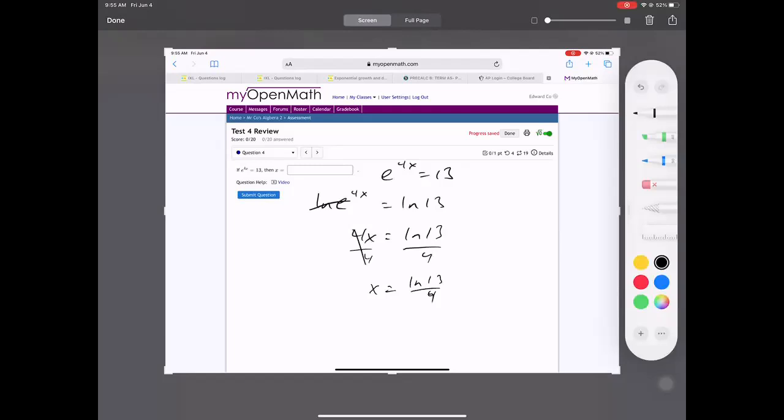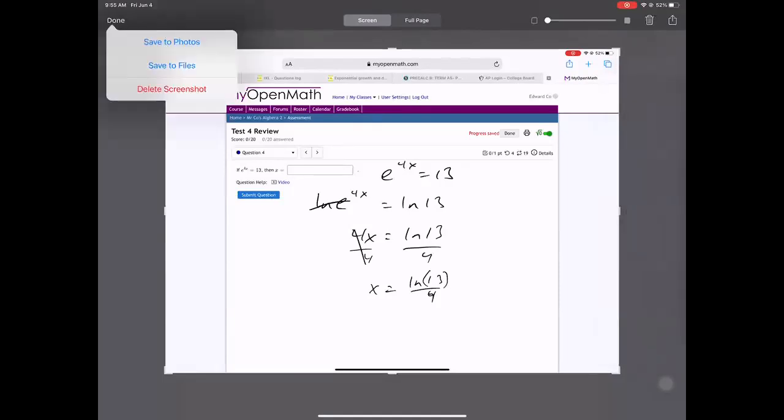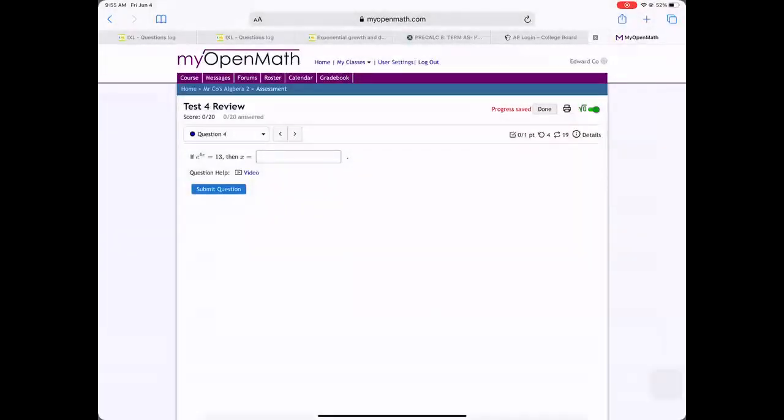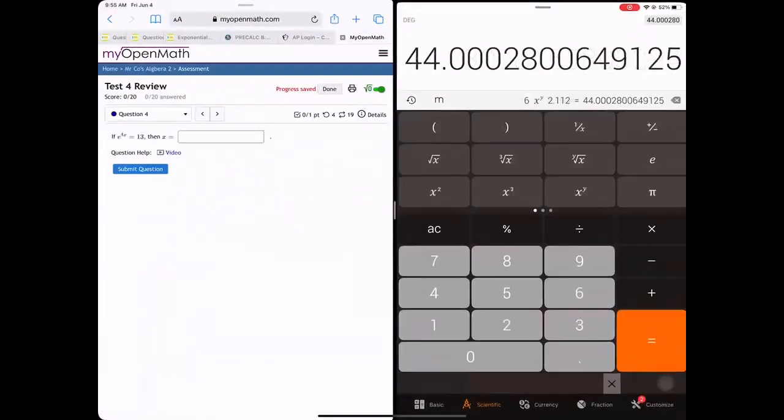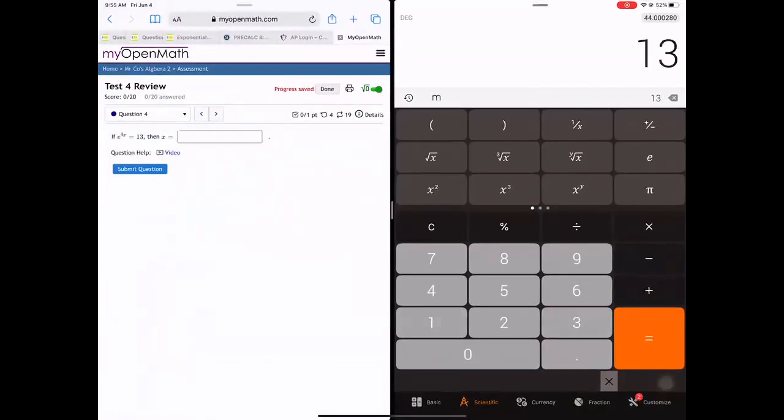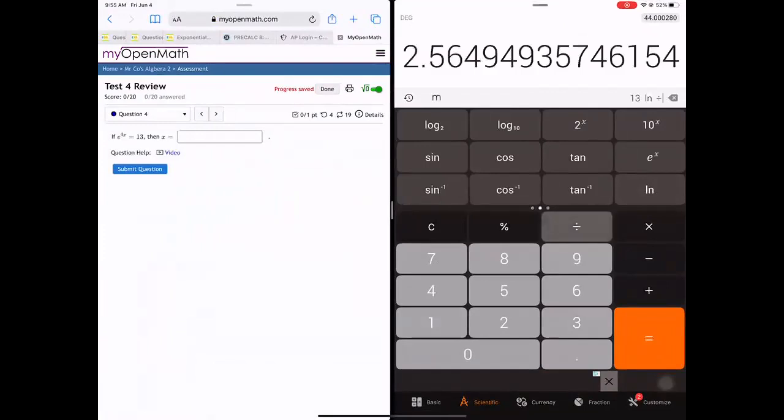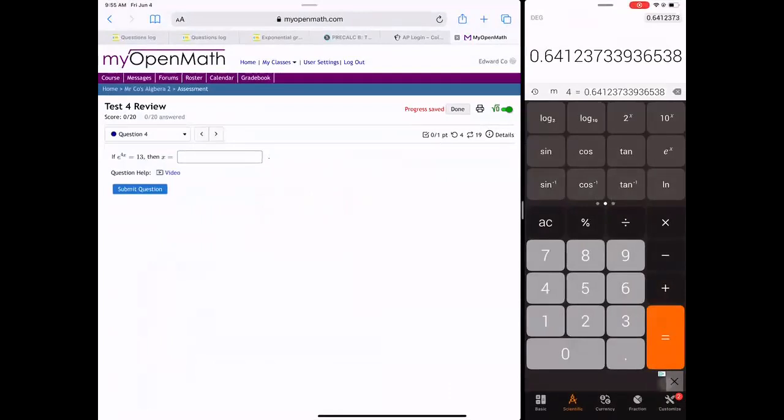Now be careful when you're plugging this into your calculator, you're taking the natural log of only 13, not the 4. So don't do 13 divided by 4. Natural log of 13 divided by 4 is our answer. And they don't tell me how many decimal points, so you can use 2, 3, 4.